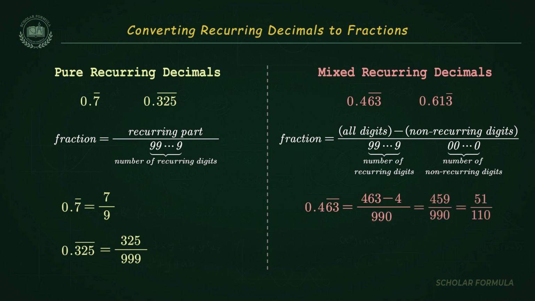Job done. Let's have a look at this one. The numerator is the whole value minus the non-recurring part. Since we have 1 recurring digit and 2 fixed, the denominator is a 9 followed by 2 zeros. Easy.